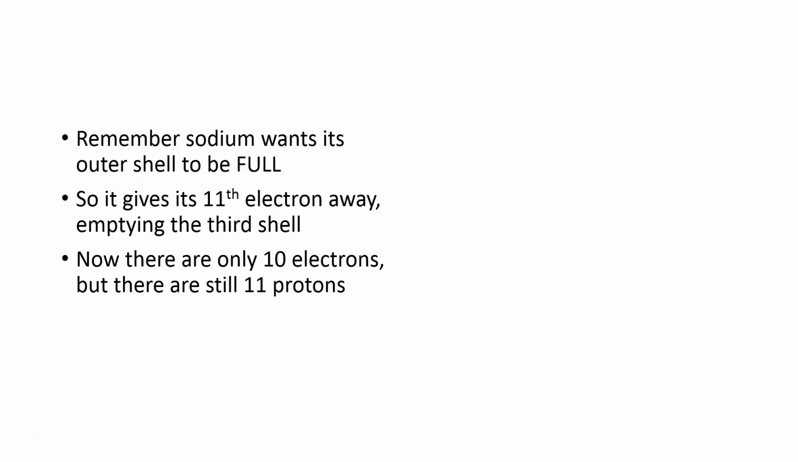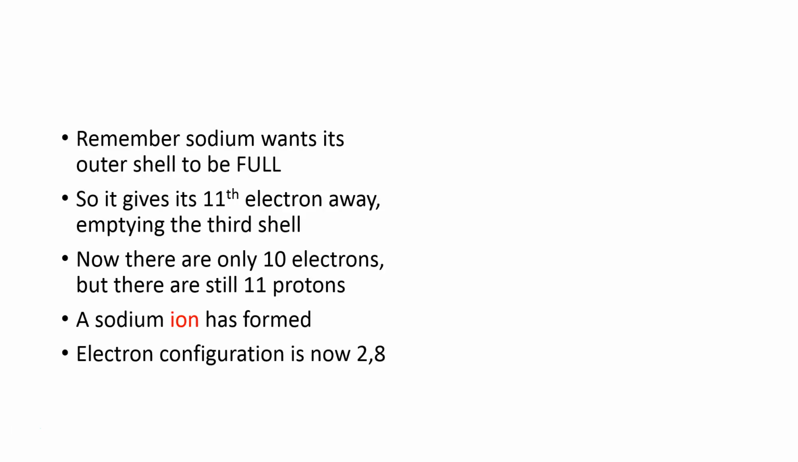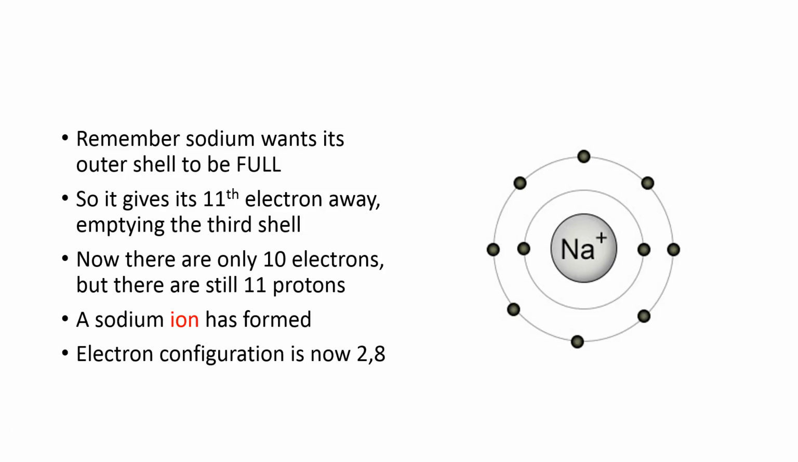Now, though, there are only 10 electrons, 2 in the first shell and 8 in the second shell. But there are still 11 protons in the nucleus. The nucleus is unchanged. That means a sodium ion has formed because it has more positive charges than it has negative charges. So overall, it's a charged particle. The electron configuration of our sodium ion is now 2,8. And that would be a diagram. That's another diagram that you should copy into your book.